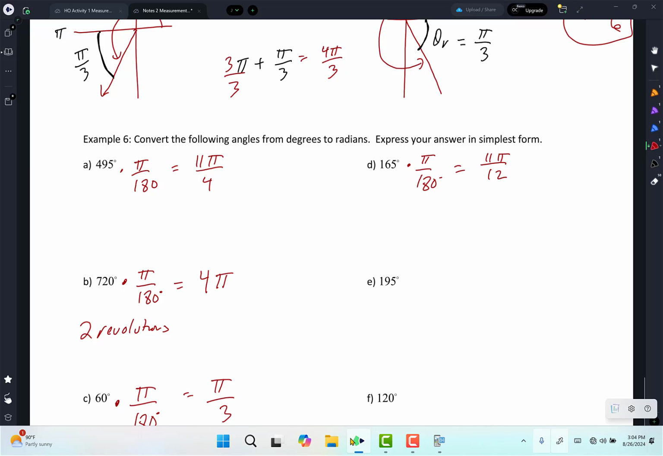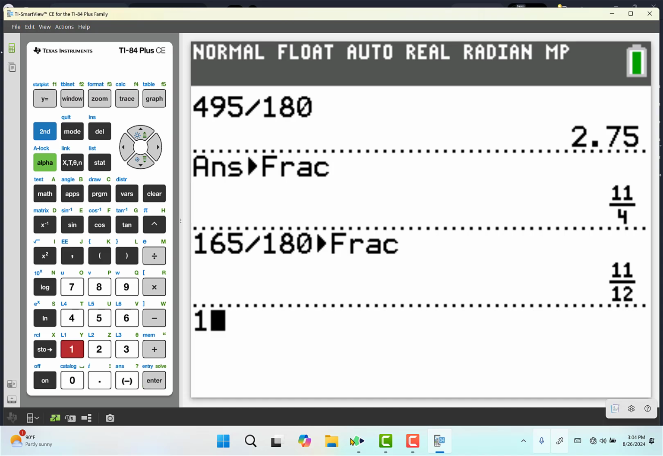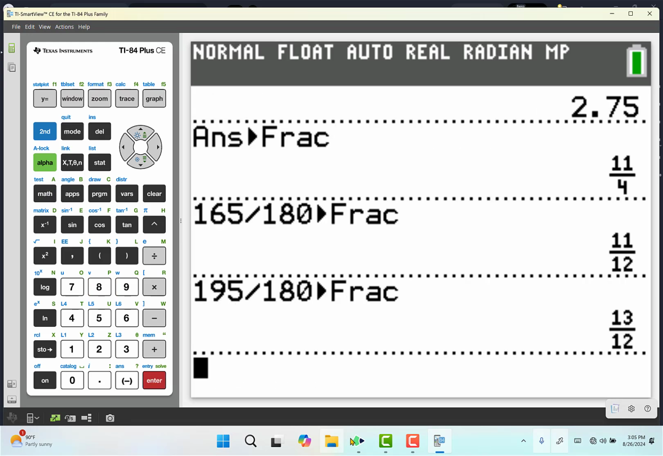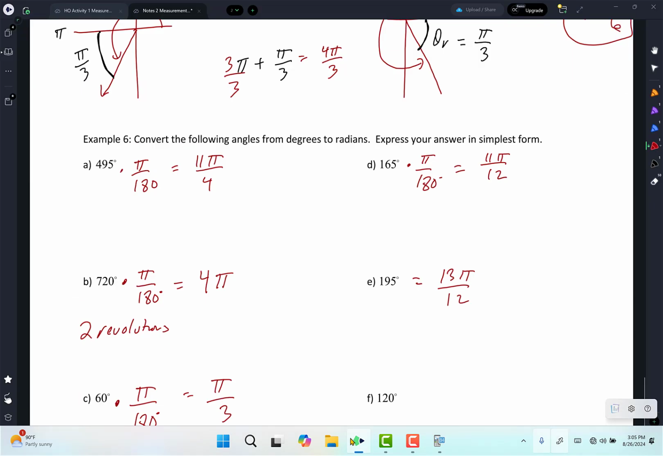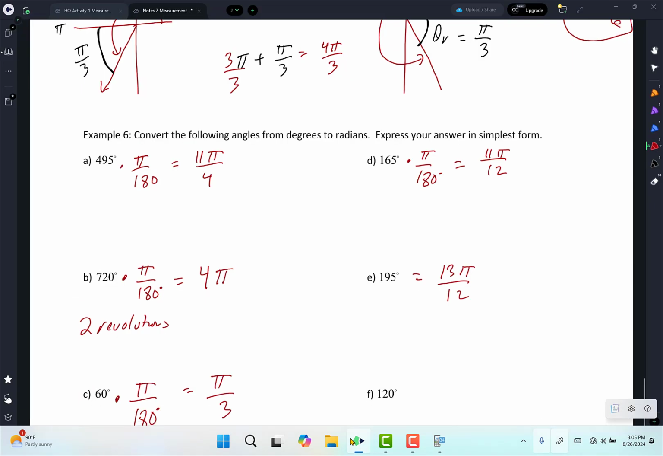I notice that the difference between 165 and 180 is the same as the difference between 195 and 180. Of course, one's positive, one's negative, right? So this one must be 13 pi over 12. But don't believe me? Let's see. 195 over 180. Math, frac, enter. There it is. Put the pi in the numerator. Cool or not cool? Cool.